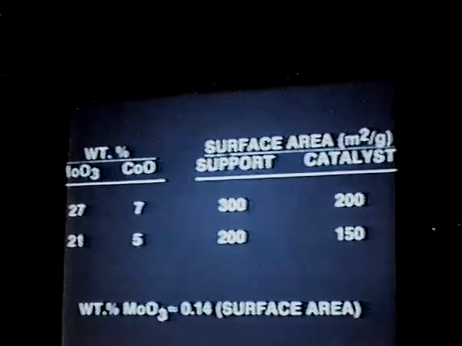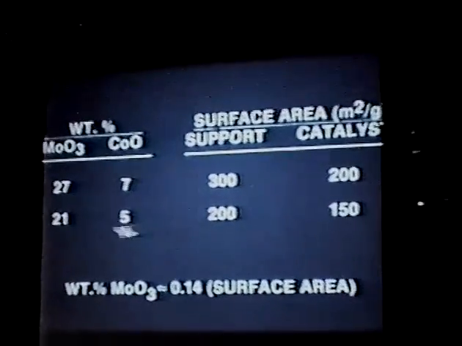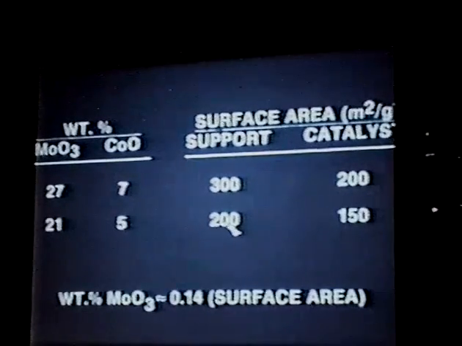This slide is similar to the last one in terms of the results on it, but what it does is simply to show that you get a little different answer, of course, for a support that contains 200 square meters per gram rather than 300 square meters. The surface area of the finished catalyst, which are these proportioned by the metal loadings, are these numbers. And something that will be important in a little while is that an empirical formula that accounts for these numbers is this. Weight percent of MoO3 is about 0.14 times the surface area. That ended up being important for patent purposes later on.